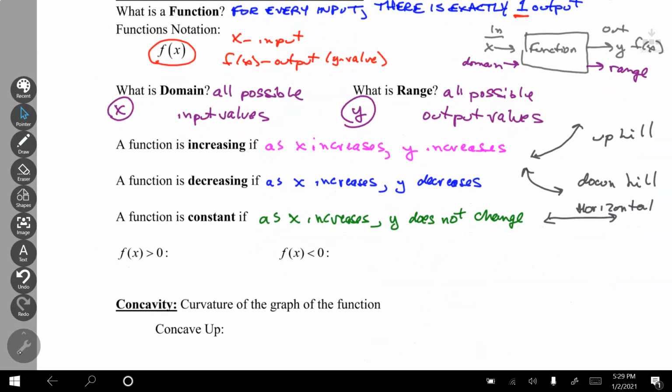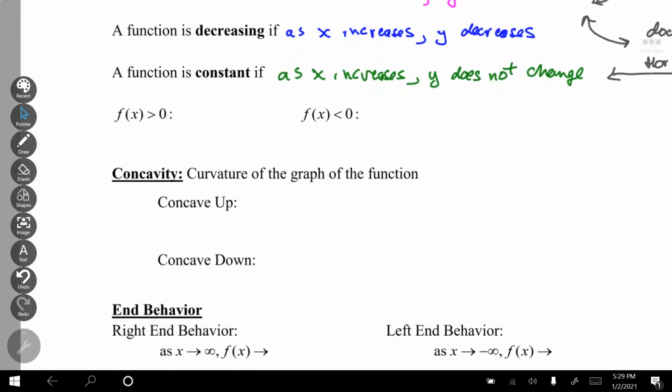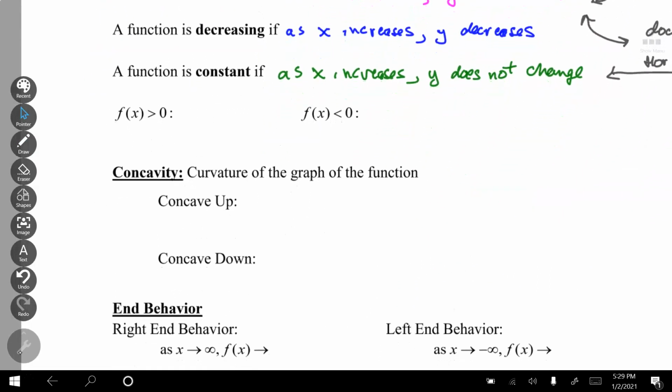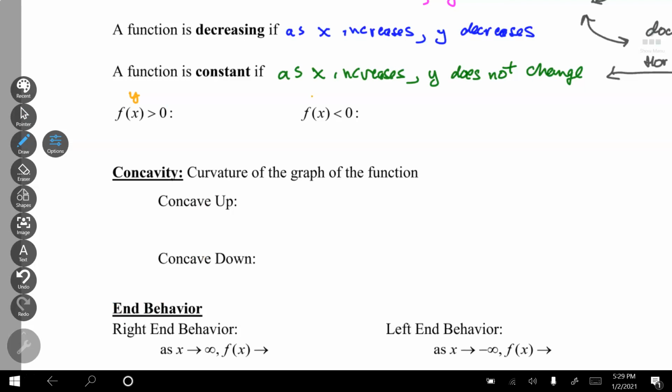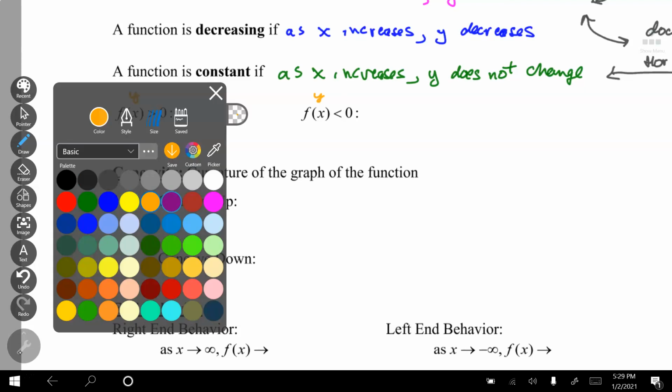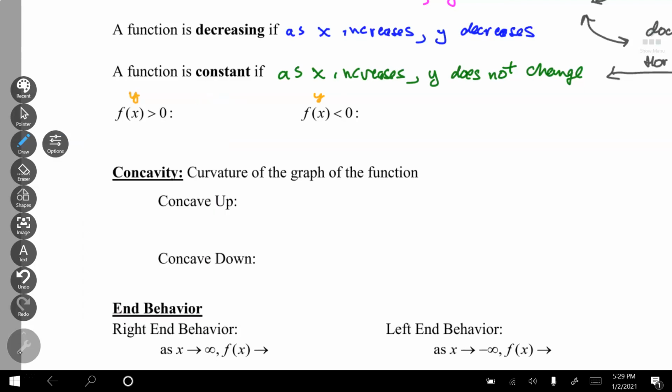So with this next idea, when it says f of x, or what we call the y value, is greater than 0, that's when the function is above the x-axis, and when it says y is less than 0, that's when the function is below the x-axis.